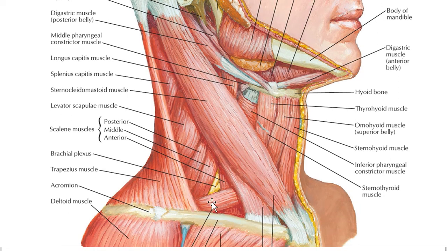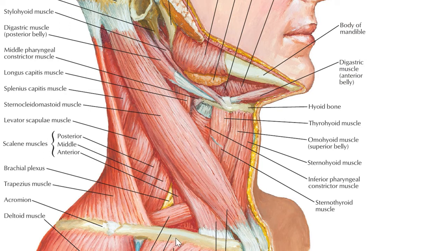So this inferior belly of omohyoid divides this triangle, the posterior triangle, into two further triangles. One, this very small triangle you can see, this very smaller triangle. And then the bigger triangle, the rest of the posterior triangle. So again, this posterior triangle has been divided into two further triangles, a very smaller one.